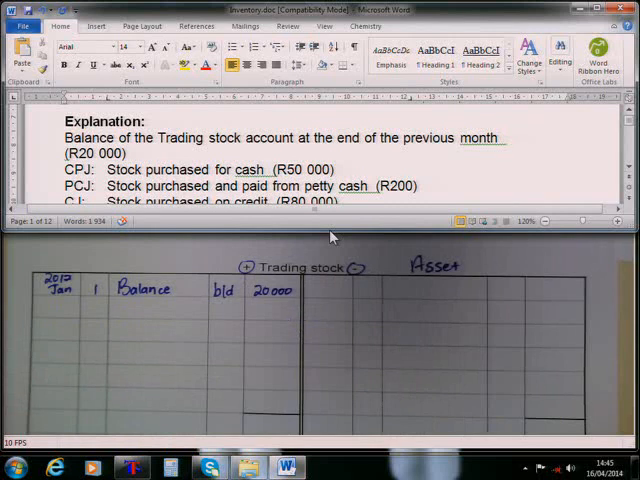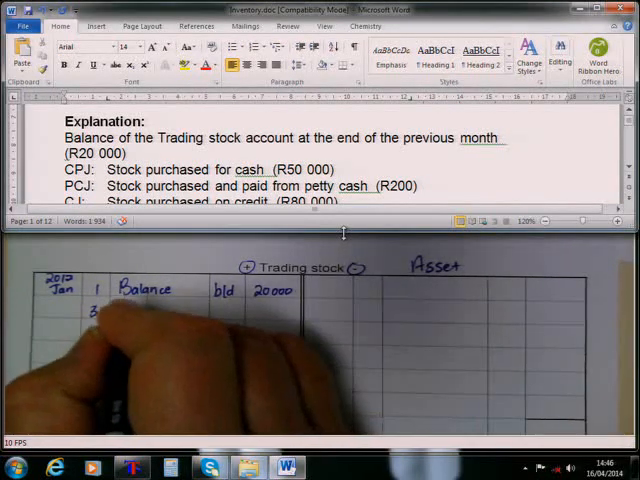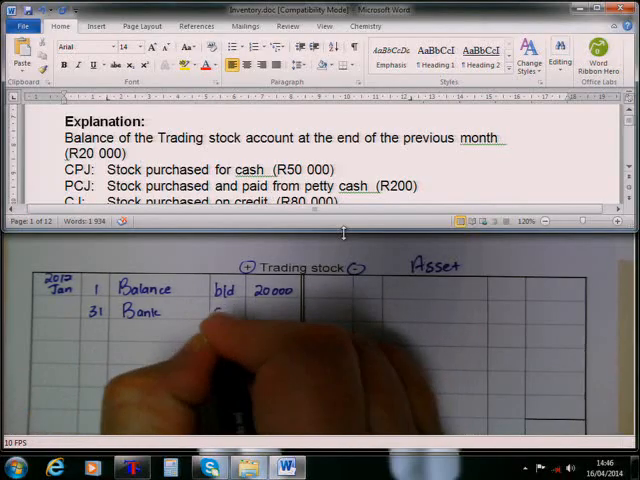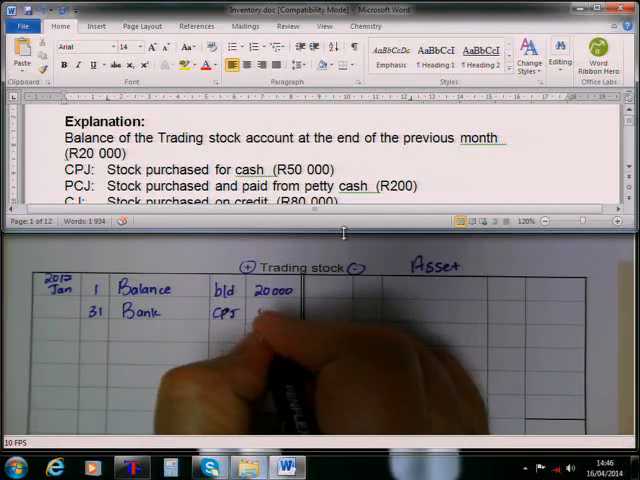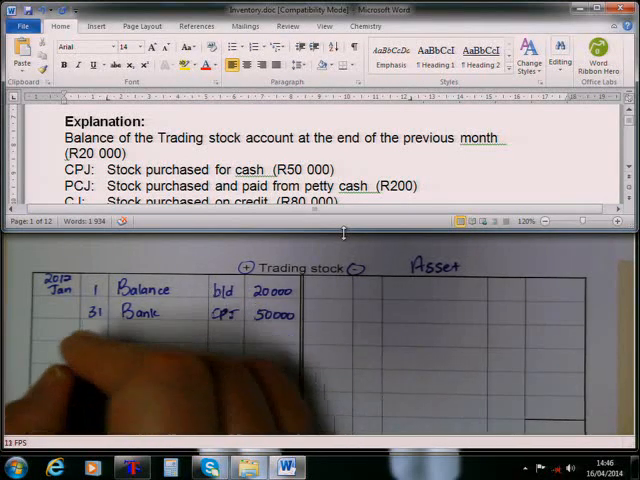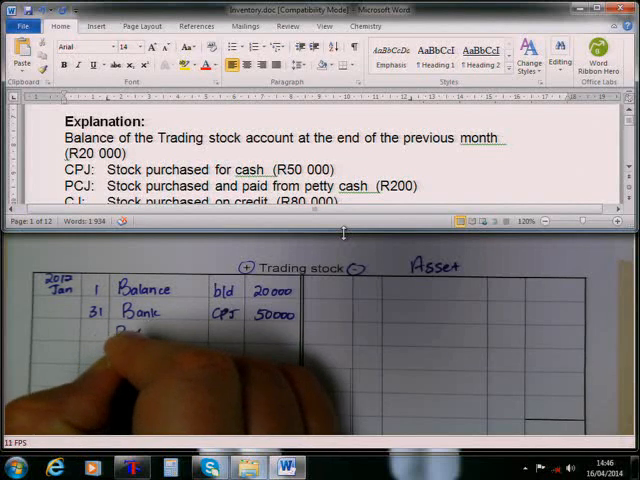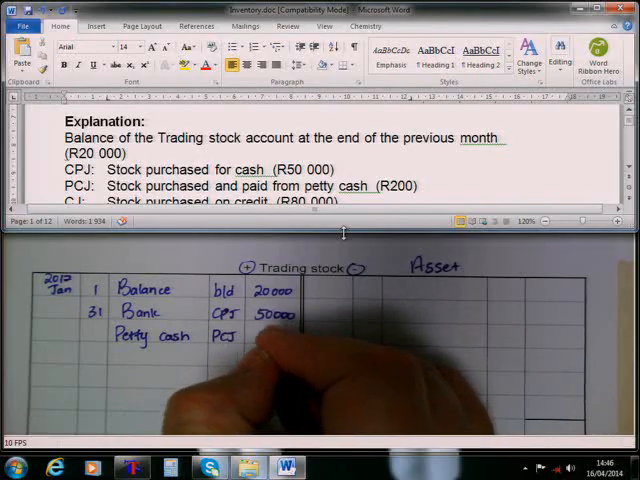Now there's a few transactions. In every journal there's a transaction that we are going to put in our trading stock account. In the CPJ, stock purchased for cash. Of course, this is the end of the month, and then you put in the bank, because we've got more stock, we've got less money in the bank, 50,000 Rand. This is our trading stock. Stock purchased and paid from petty cash. So we also bought a little amount of stock from our petty cash, PCJ, and that is 200 Rand.